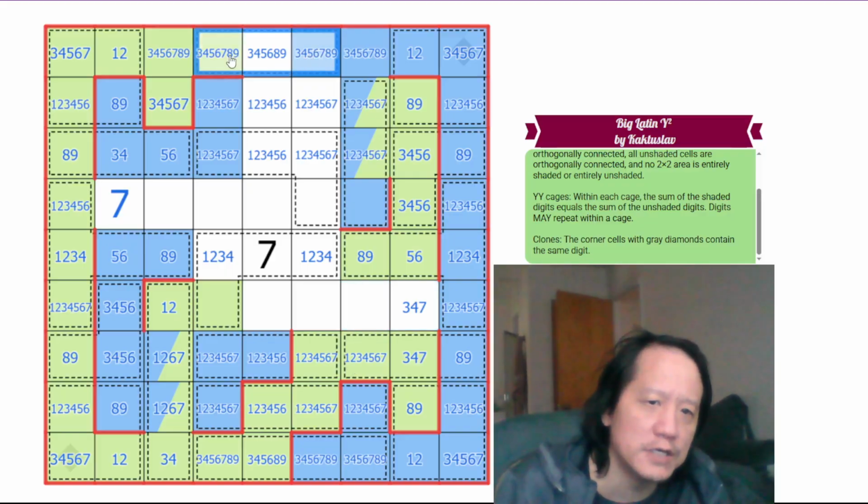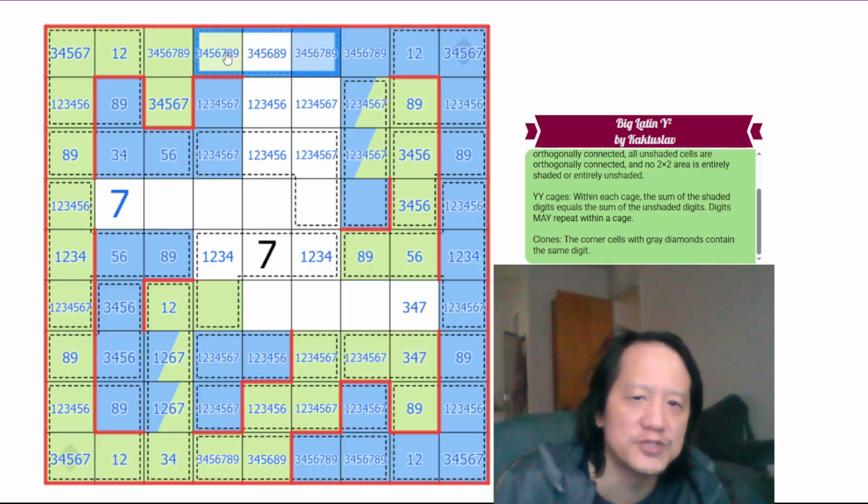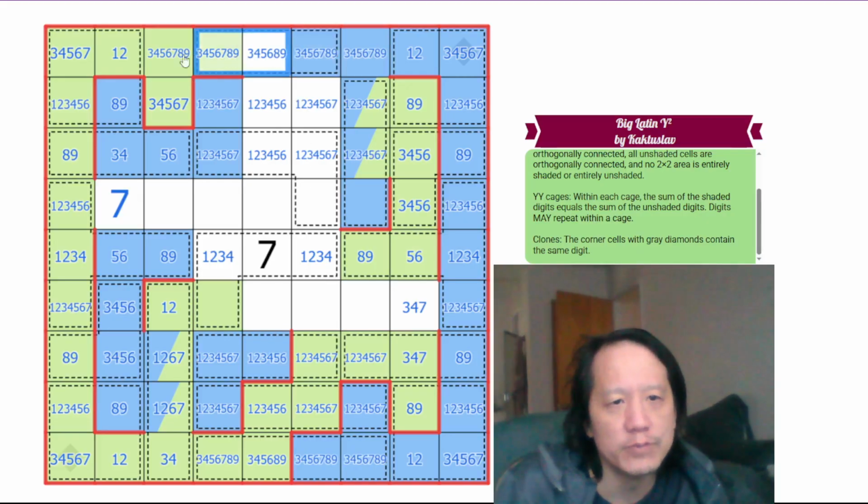This is 1 digit equal to the other digit. You could actually have 7, 3, 4 here, because you could have 8, 9 as both of these cells.